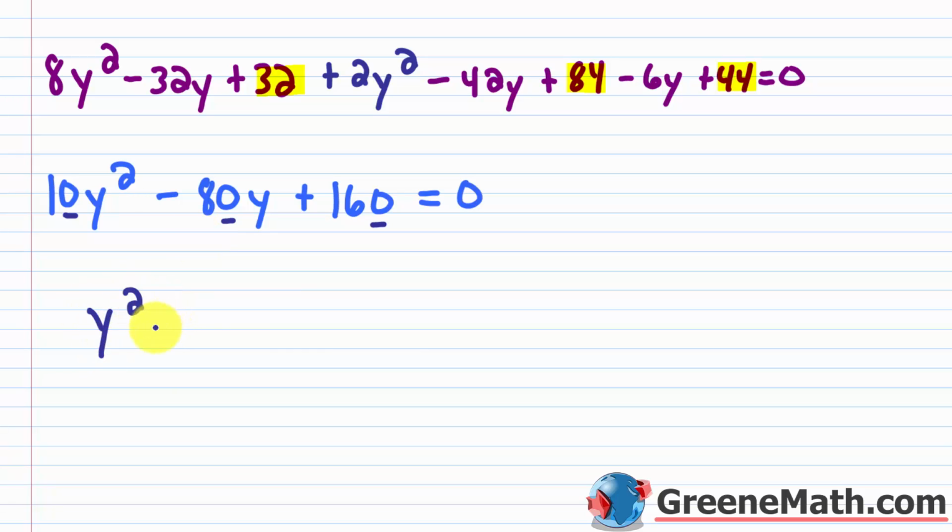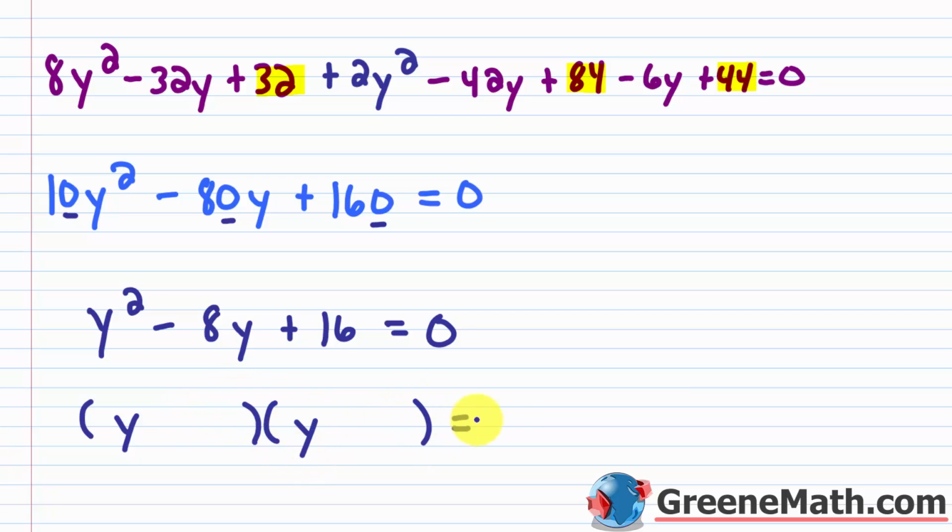So this would be y squared. This would be minus 8y, this would be plus 16. And of course, this would still equal 0 because 0 divided by 10 is 0. So from here, now it's very easy to solve. I can factor this. So y and y.